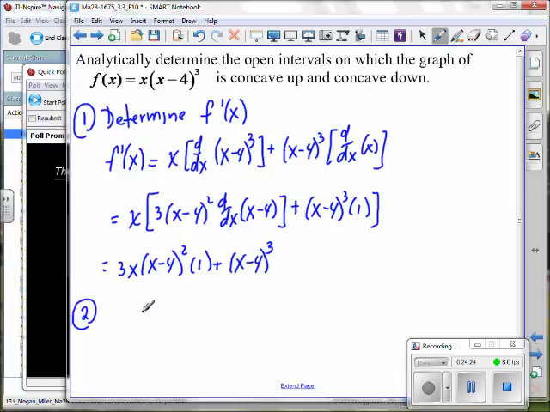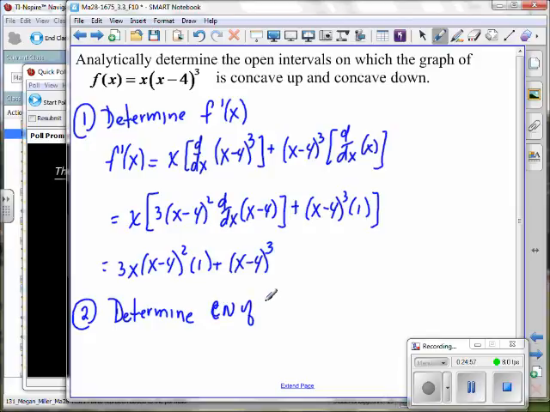I have a derivative. Now, it says to determine the open intervals in which the graph is concave up and concave down. We're going to do one more thing. Okay, I want to know, are there any extrema? So we're just going to throw that in here also. If I want to know if there are any extrema, what's the next thing I have to do? Yeah, I'm going to have to determine my critical numbers.